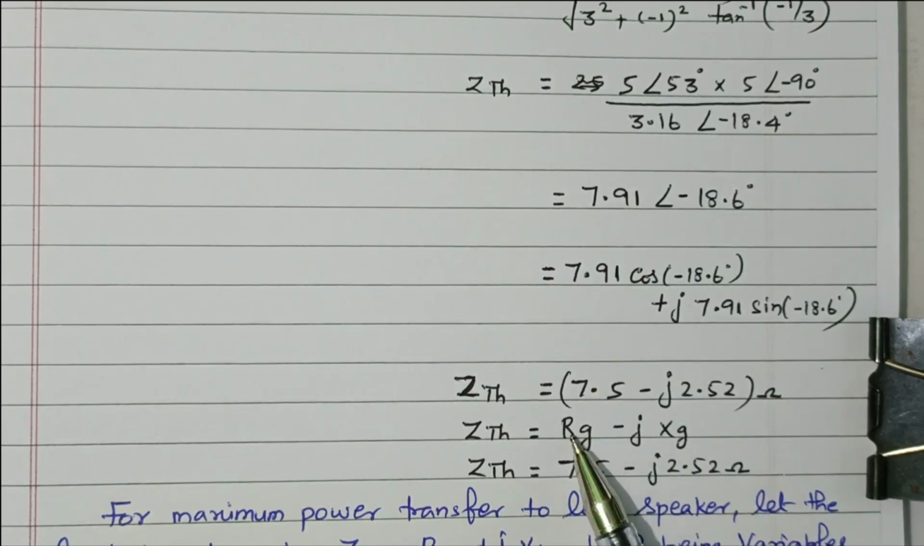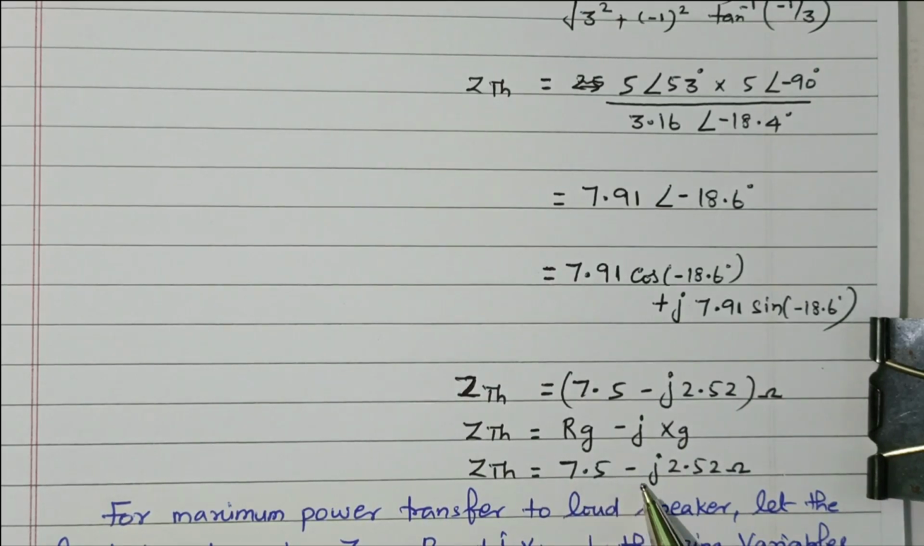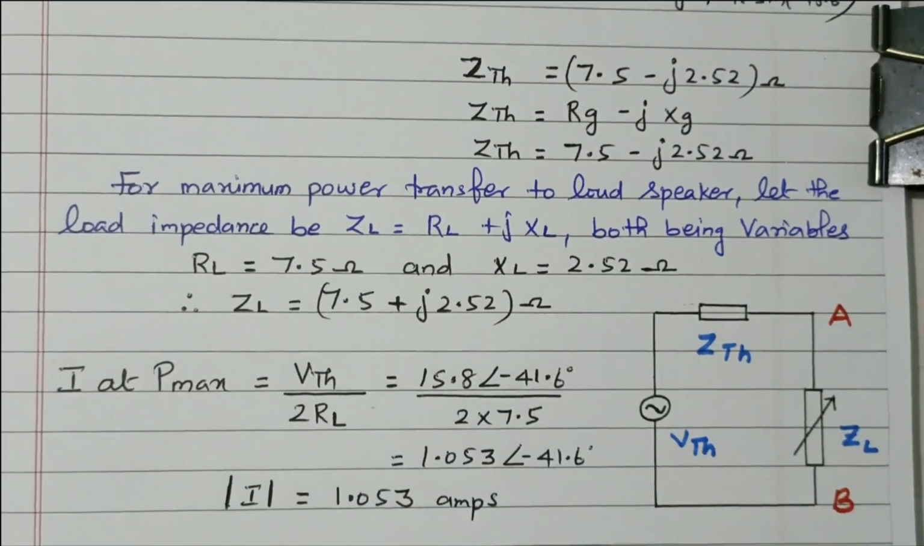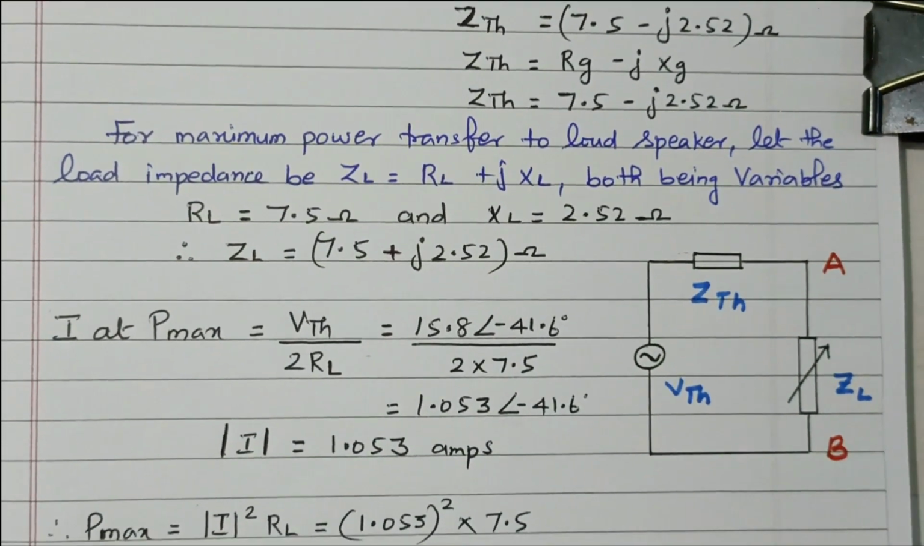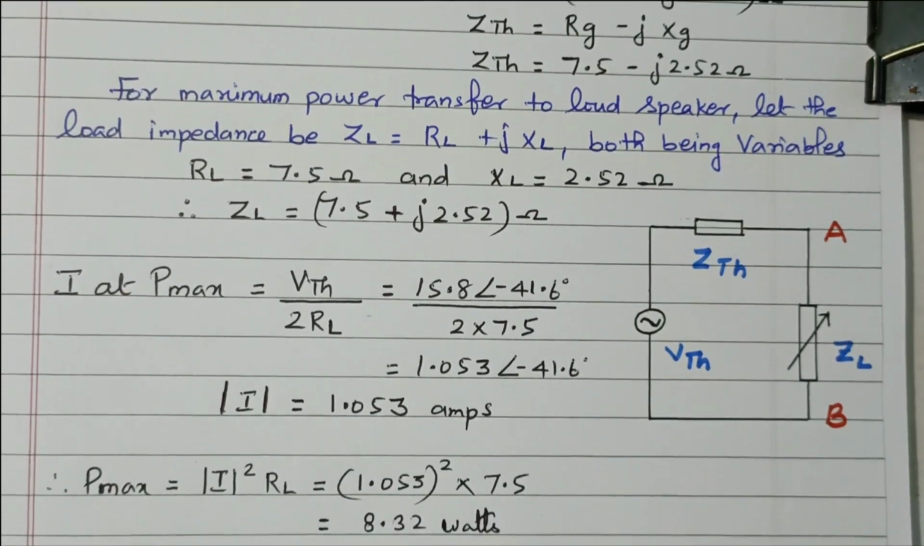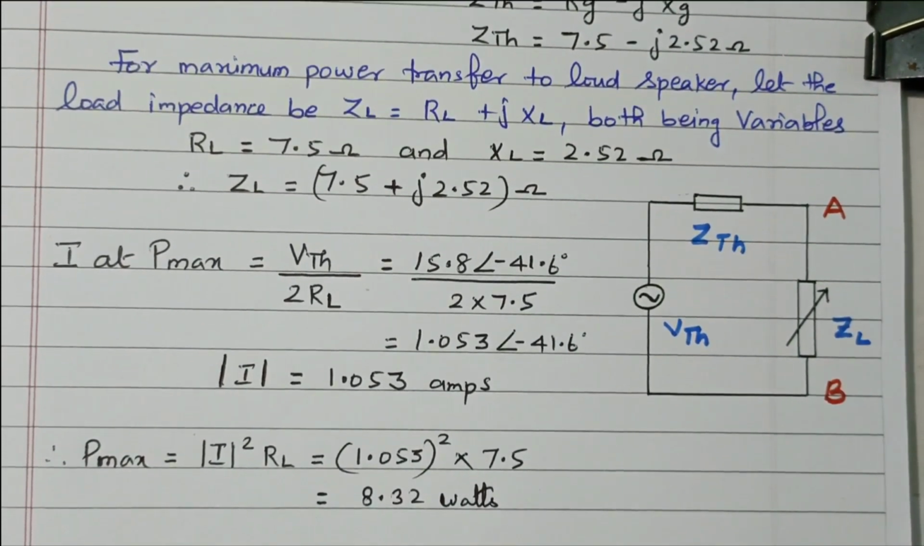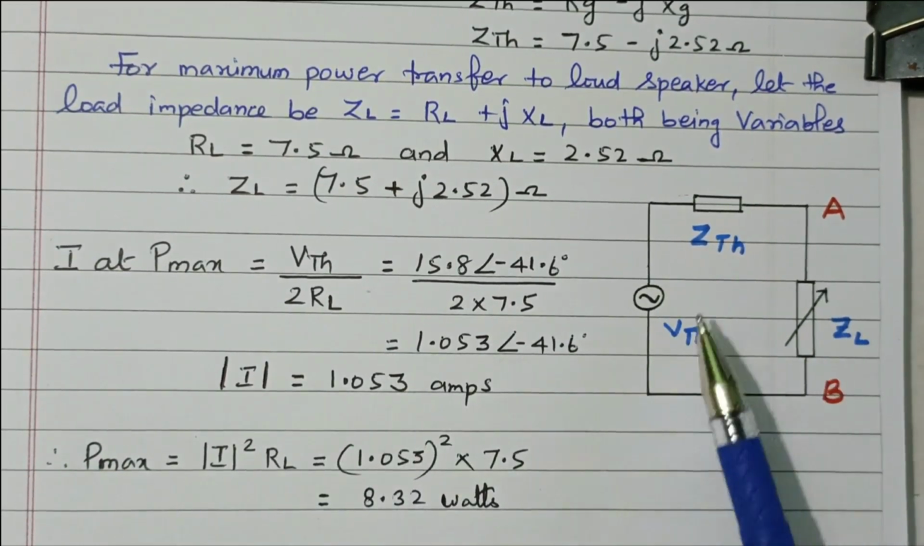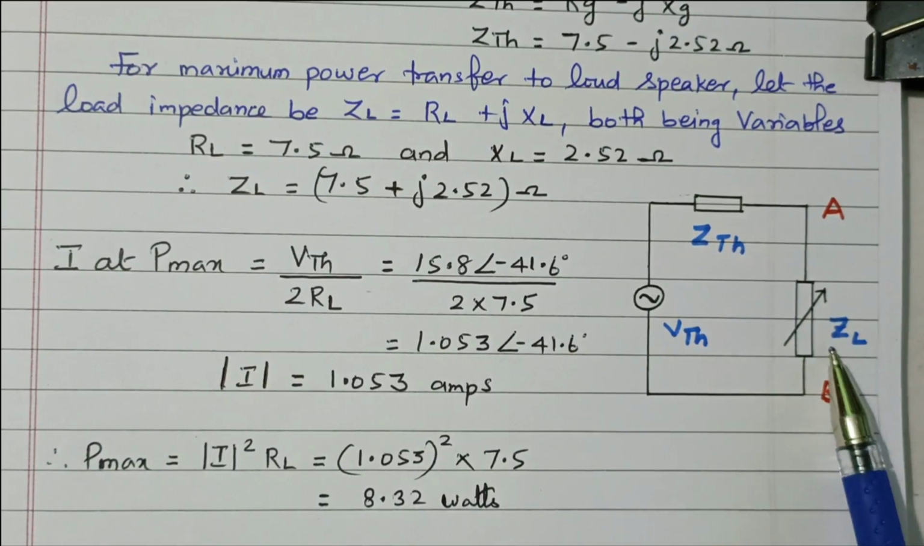This is Rg, this is Xg. So Z Thevenin equal to 7.5 minus j 2.5 ohm. Now we calculated both the Thevenin voltage and the Thevenin resistance, VTH and RTH, so from that we can go for the further process. So this is the Thevenin equivalent circuit: V Thevenin, Z Thevenin and load impedance.